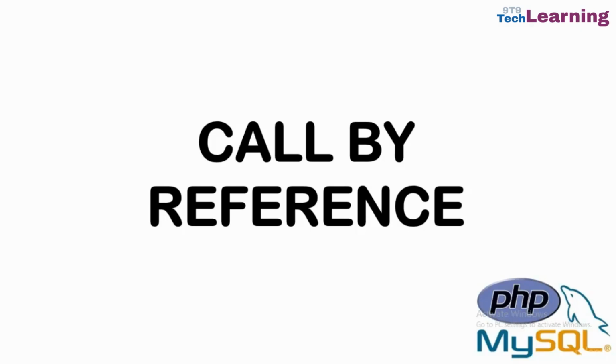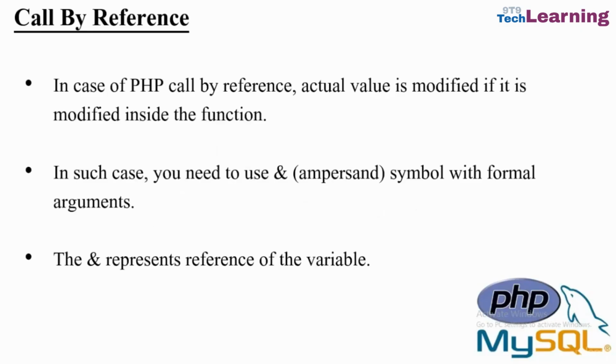This video is about call by reference in PHP. In case of PHP call by reference, the actual value is modified if it is modified inside the function. In such case, you need to use the ampersand symbol with formal arguments, which is your address of operator. The ampersand represents the reference of the variable. Now let's see the example for call by reference.